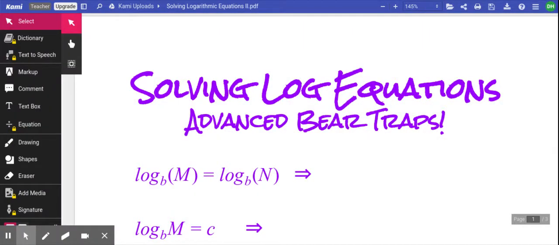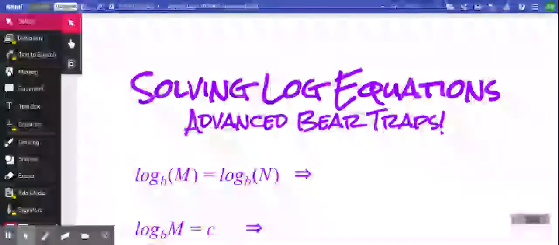Well, I know you don't want to admit it, but these log equations are kind of fun, aren't they? We're going to dive into some more advanced bear traps today with regards to solving our log equations, but let's take a look at some of our basic fundamentals here.